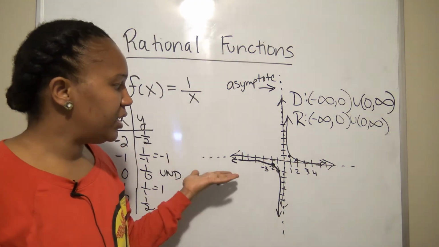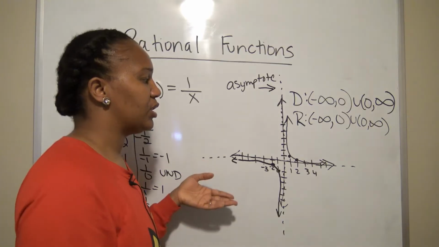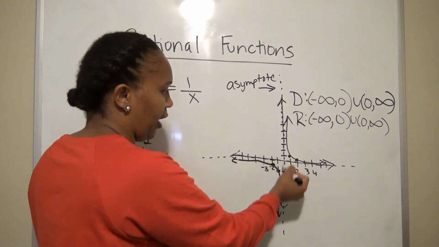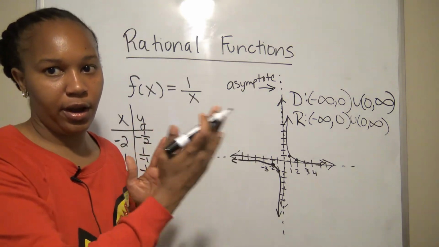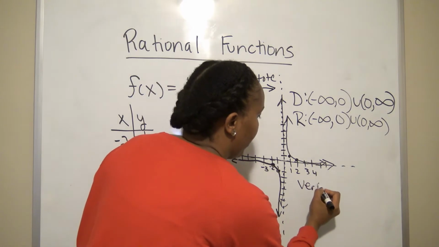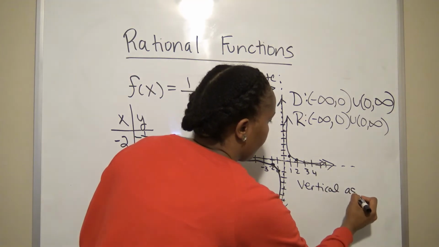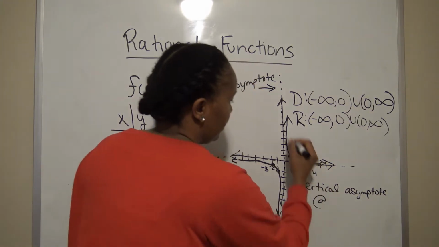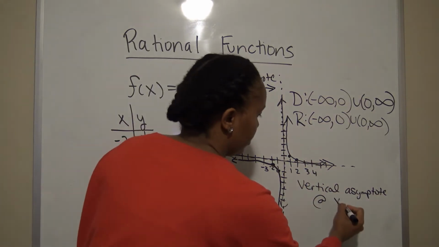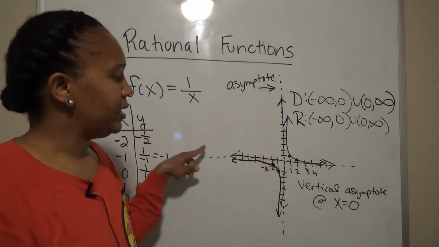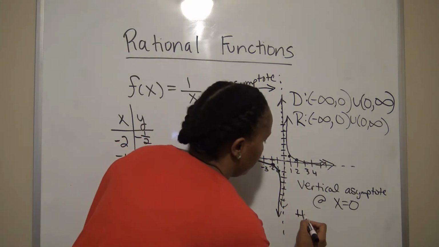The other thing you would need to be able to identify is where is your horizontal asymptote and where is your vertical asymptote. So here's your vertical asymptote. That's your vertical break in the graph. So where does the graph break up vertically? There's a vertical asymptote at this line right here, which is the line x equal to 0. And then there's a horizontal asymptote at this line, which is the line y equal to 0.